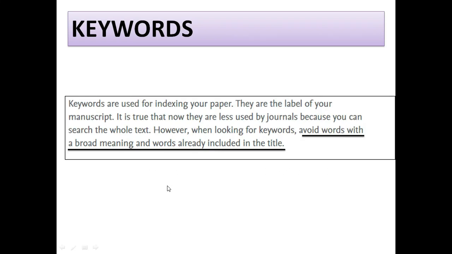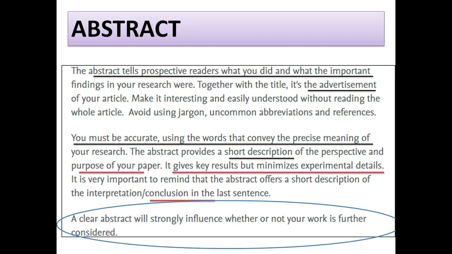So moving on to the keywords. Keywords are used for indexing your paper. It's like labeling your manuscript. In these keywords, you need to avoid words which have a broader meaning or words which are already included in your title. You need to provide 3 to 5 words depending upon your journal's author guidelines.